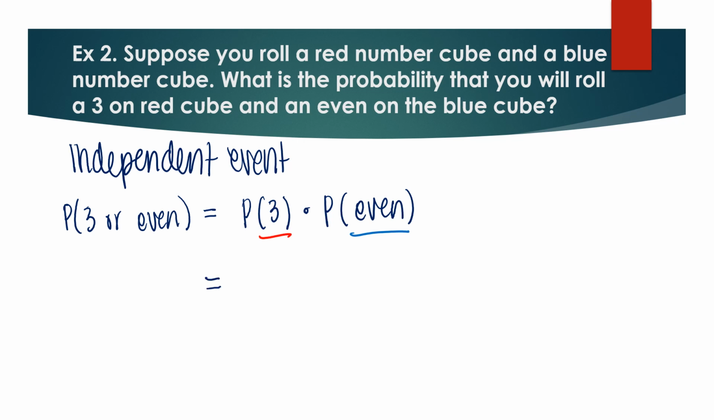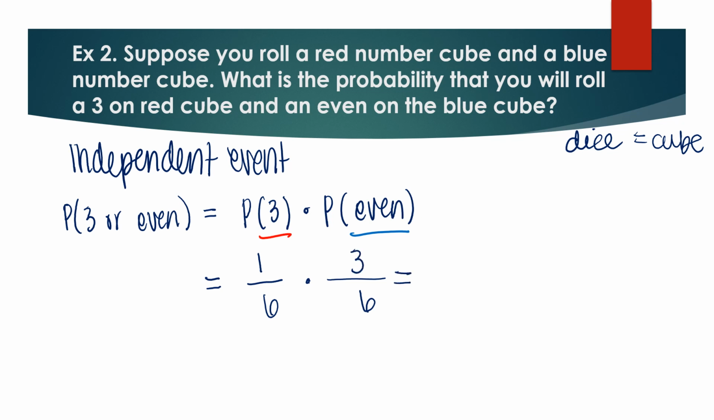Alright, so they're talking about a dice here. They say cube, but they are talking about a dice. So on a dice you have 6 different outcomes, so I'm going to put 6 for the total on the bottom. And then we only have 1 3 on a die, so that would be 1 6. And then even, we have 3 different even numbers on a dice.